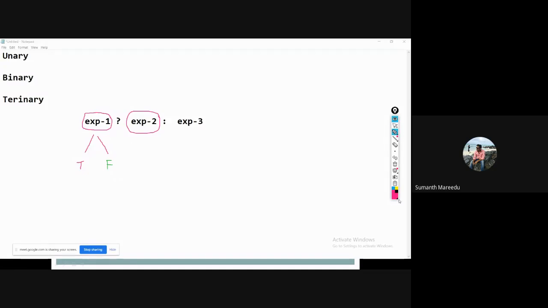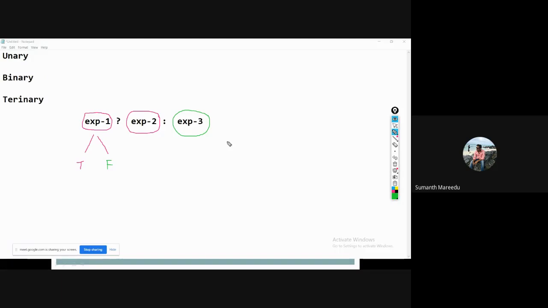If expression 1 is false, in that case it will execute expression 3. That means out of expression 2 and 3, any one of them will get executed. Either it will execute expression 2 or it executes expression 3, but never both of them. Both will never get executed. Any one of them will get executed, because your expression 1 answer is either true or false.